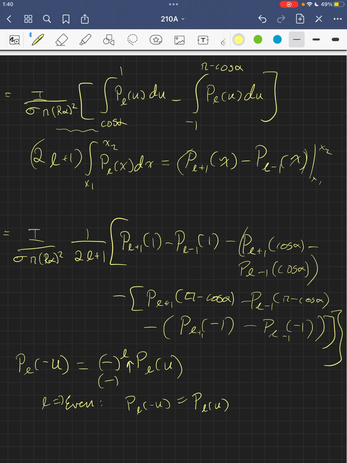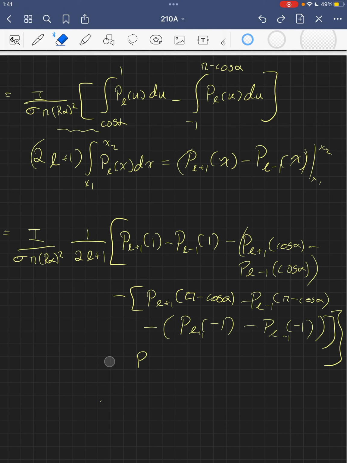And you can see if that's true, then all of this is going to cancel, because we have PL plus 1 of 1, but we're subtracting it from down here, right? This would just be PL plus 1 of 1 as well, but it would be minus of that. And same thing with all four of these other terms. So if we take L as even, this whole integral vanishes. So we're going to take L as odd only.